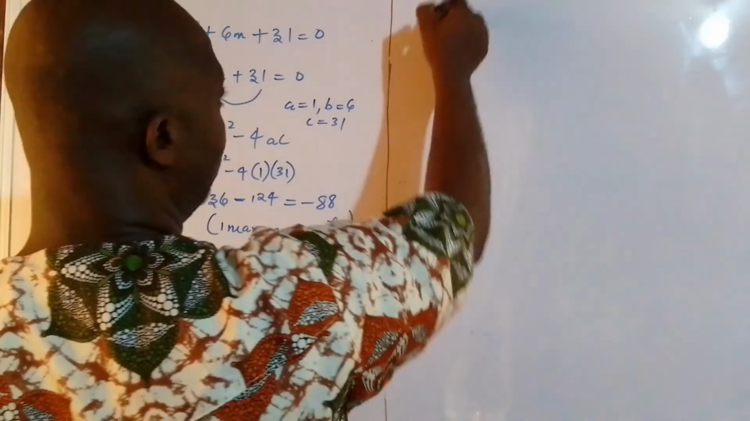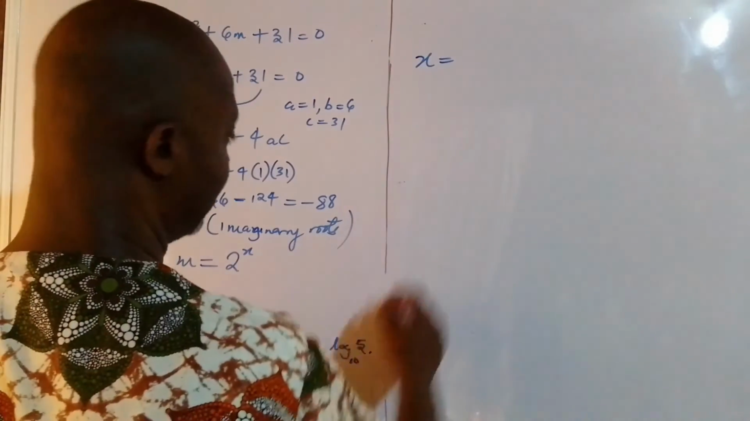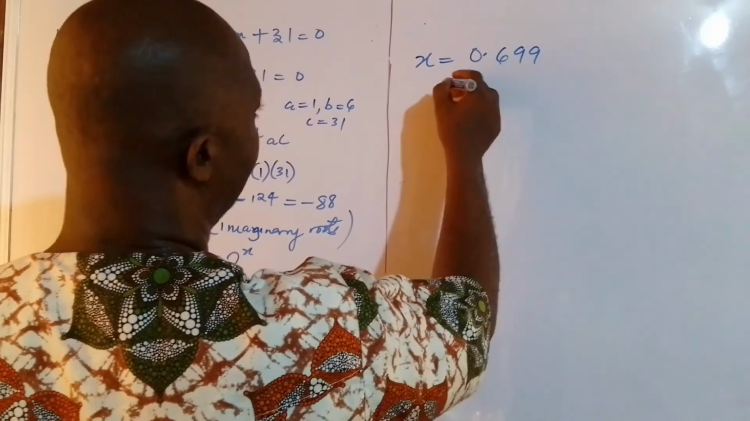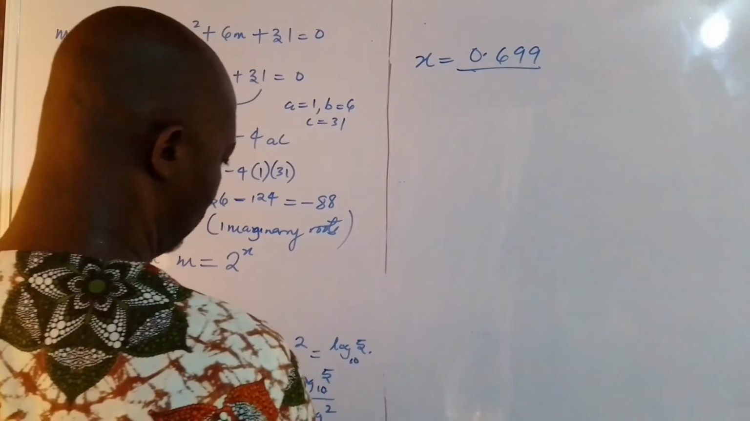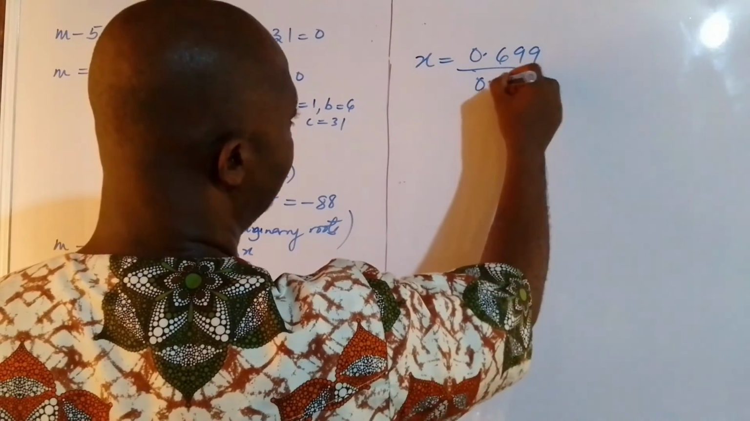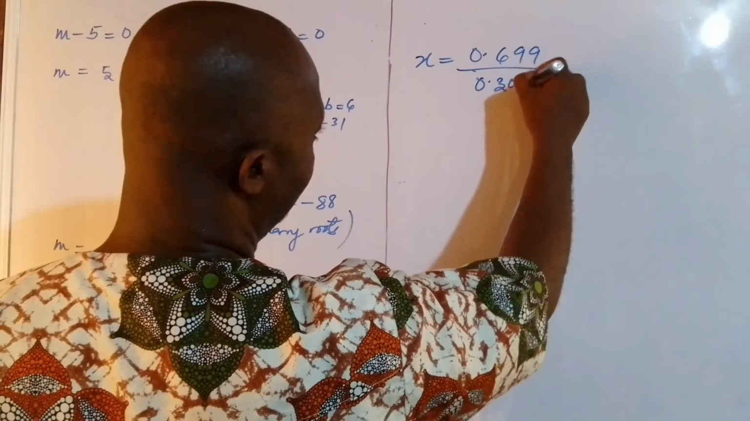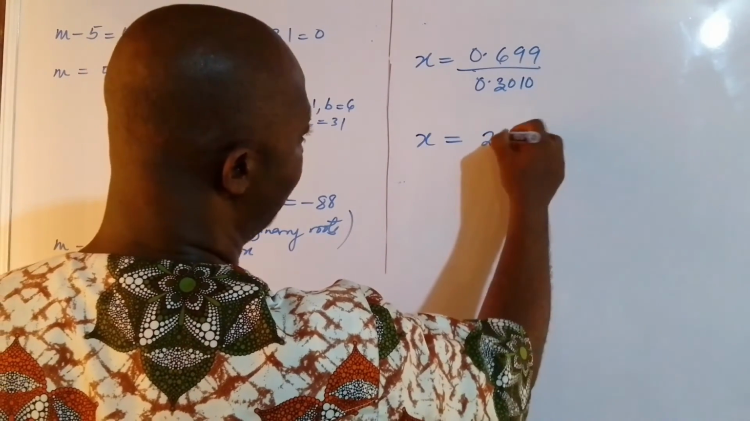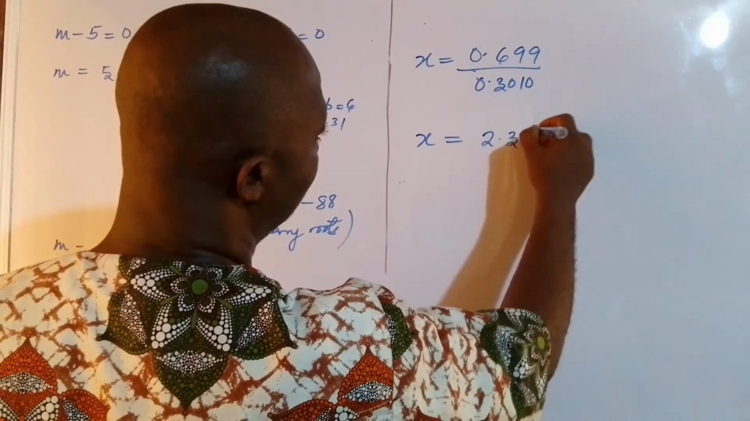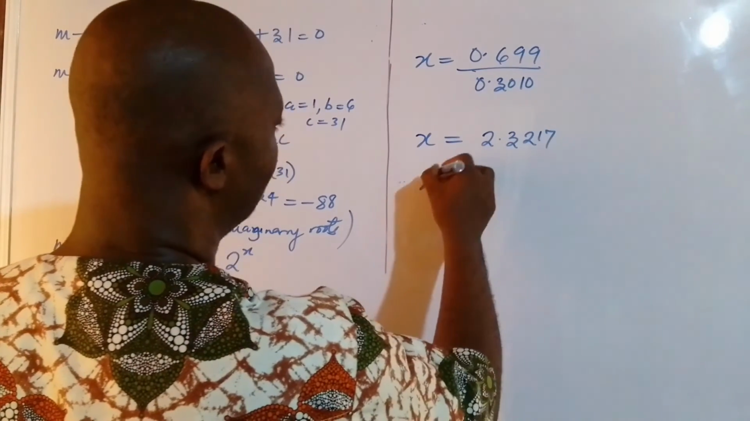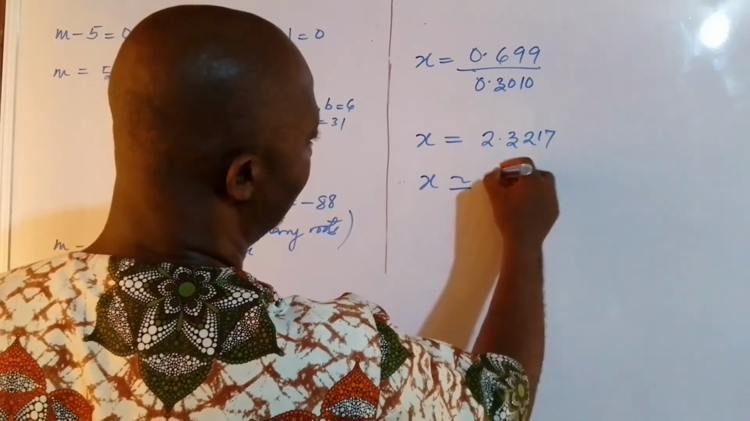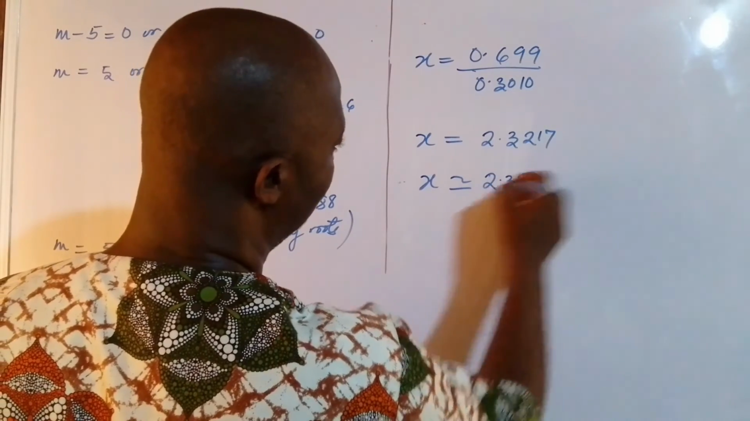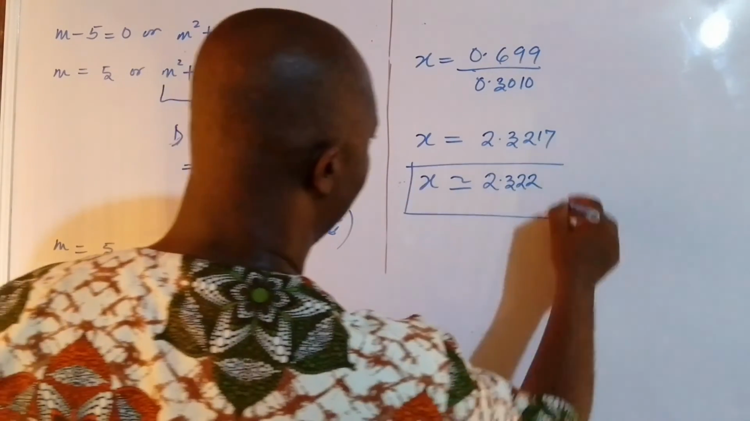The value of log 5 base 10 is 0.699, all over log 2 base 10, which is 0.3010. Once we divide this, we are going to get 2.3217, which is approximately equal to 2.322. So there you have it, guys.